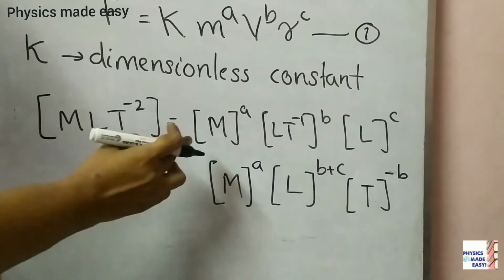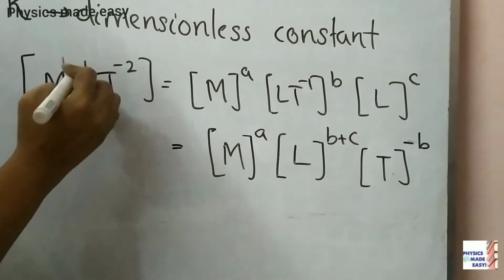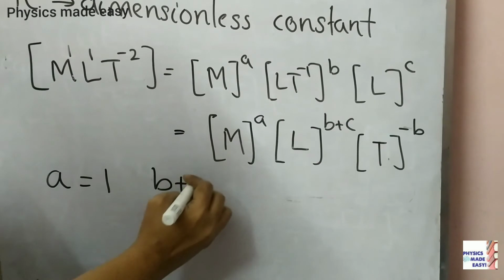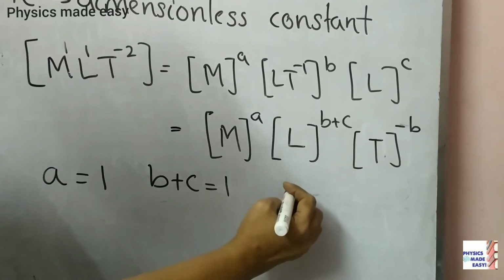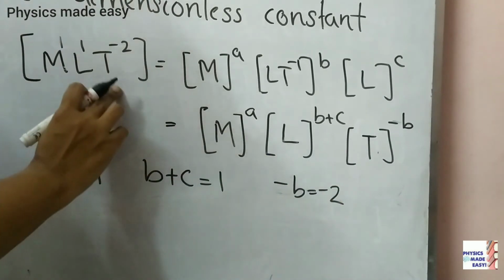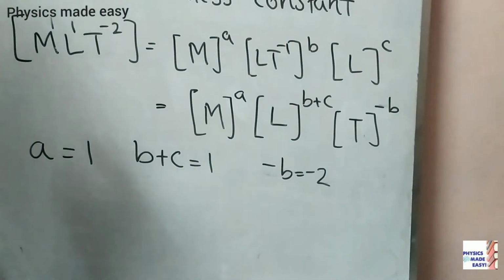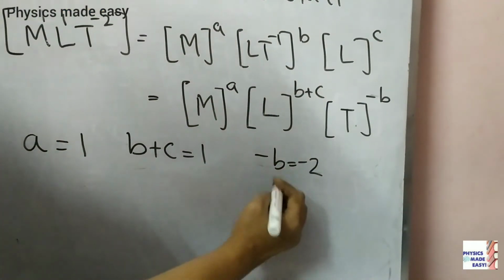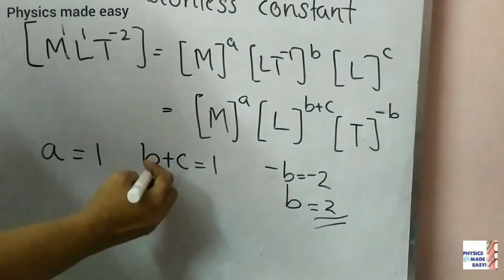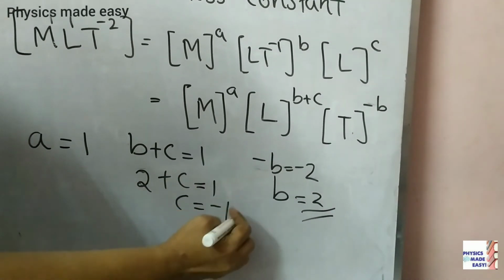If you compare this, here you can see m raised to 1, L raised to 1. So we can write a equal to 1, then b plus c equal to 1, then minus b equal to minus 2, since here it is T raised to minus 2 on one side and T raised to minus b on the other. From this we can write b is equal to 2. Here we have a is equal to 1. Now 2 plus c equal to 1, so c is equal to minus 1.